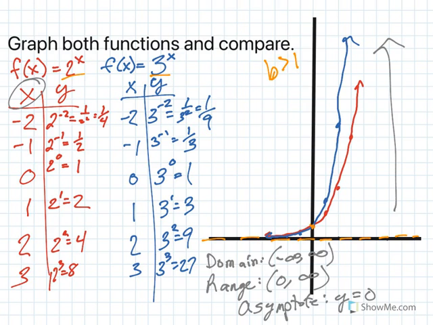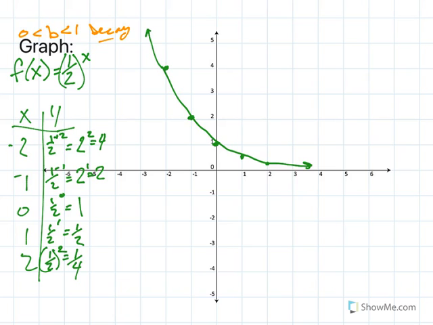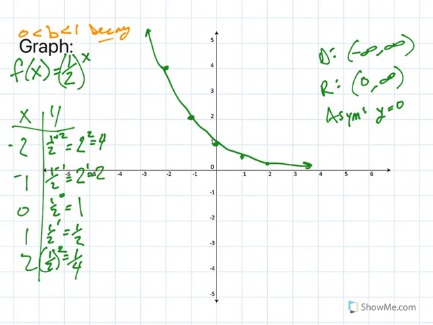With exponential growth, as we move from the graph left to right, it rises. And in this exponential decay, as we move left to right, our graph goes down. It decays, if you will. We still have a domain of -infinity to +infinity and a range of 0 to infinity. And we still have an asymptote of y equals 0. All of those are the same. But because b is between 0 and 1, we have exponential decay. That is graphing exponential functions and understanding its properties.